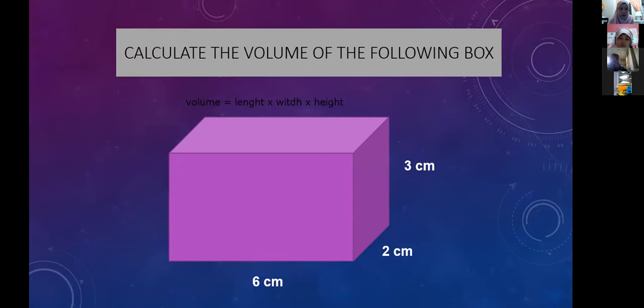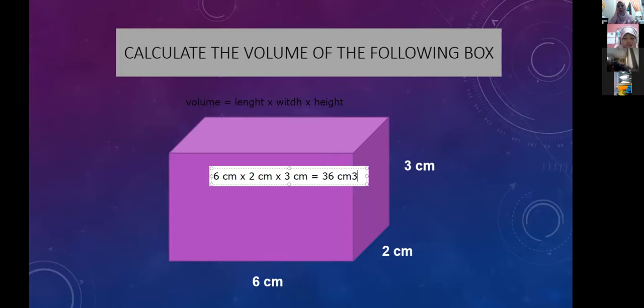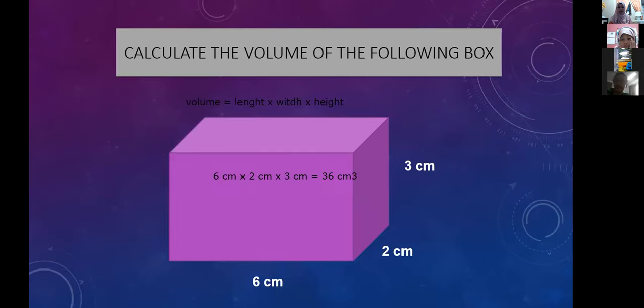Okay, I should write the answer here. Okay, you can see 6 centimeter times 2 centimeter times 3 centimeter. It's equal to 6 times 2 is equal to 12. 12 times 3 is 36 centimeter cube. Don't forget to put cube. Okay, kat sini teacher guna centimeter, so you have to put centimeter. Okay, if teachers use ml, then you put ml cube. Okay, so let's proceed to the next slide.